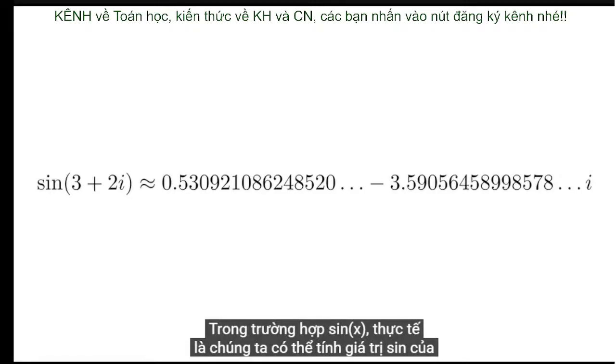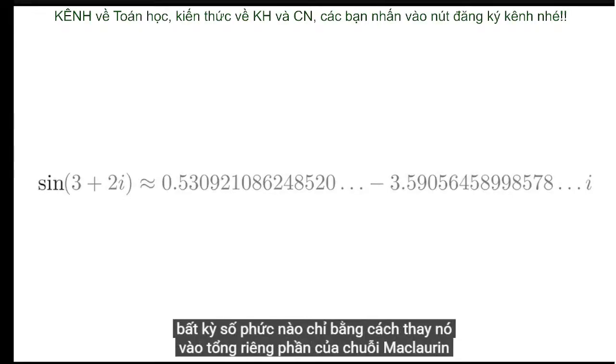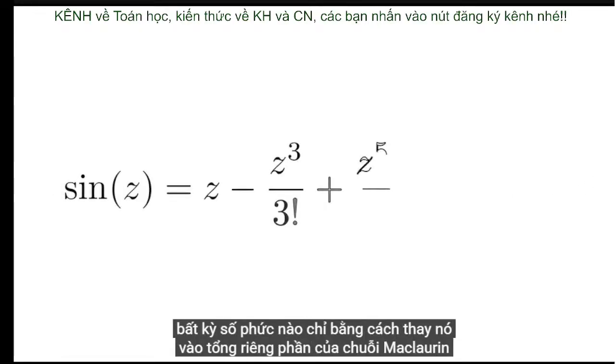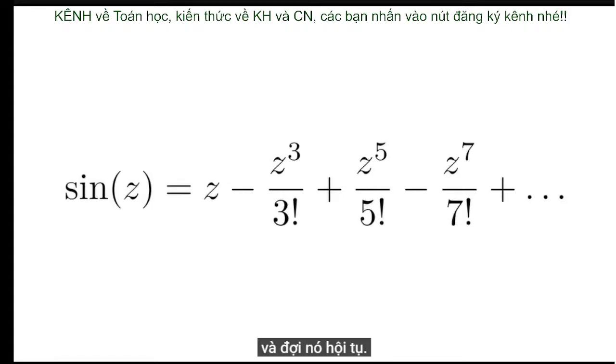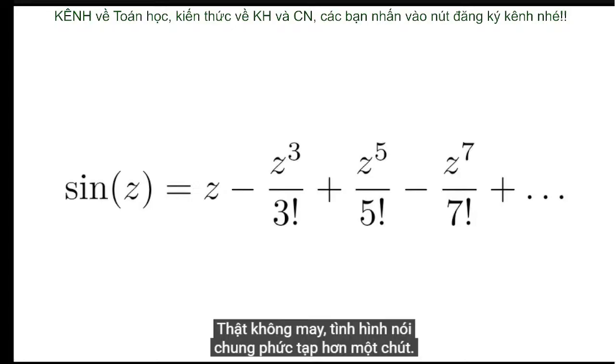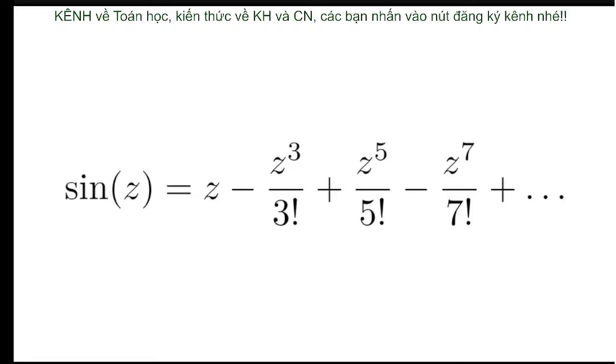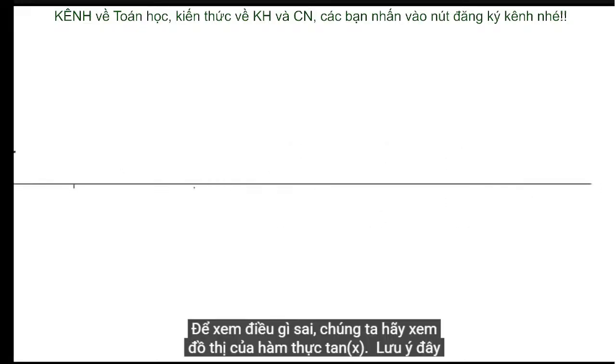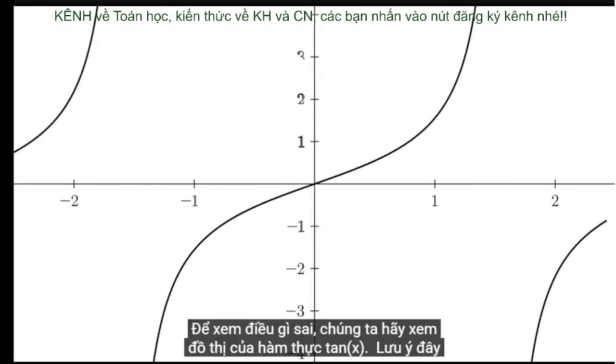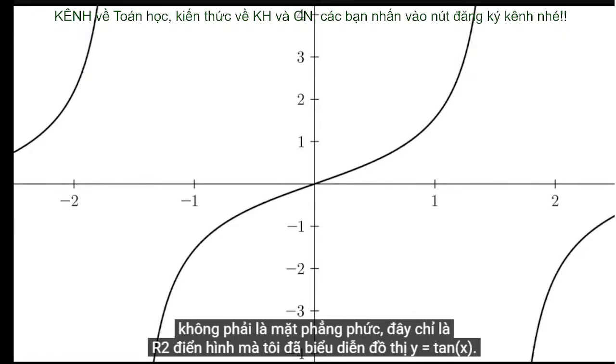In the case of sine of x, it's actually the case that we can calculate the value of sine of any complex number simply by plugging it into the partial sums of our Maclaurin series and waiting for it to converge. Unfortunately, the situation in general is a tad bit more complicated. To see what goes wrong, let's look at this graph of the real function tangent of x. Note, this isn't the complex plane, this is just our typical R2, where I've graphed y equals the tangent of x.